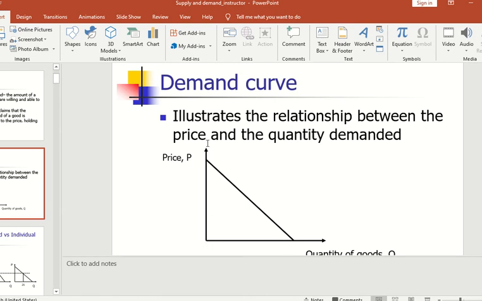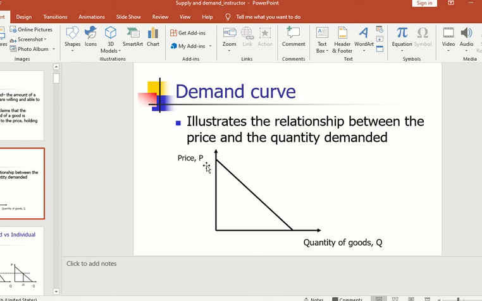The price of the good or the service is always on the vertical axis. In your math class, you are probably used to using x and y axes, but very often in economics courses, we use x and y to denote other things. So I prefer to use the vertical axis and the horizontal axis. For a demand curve, you have the price on the vertical axis and the quantity of the goods or the service on the horizontal axis.